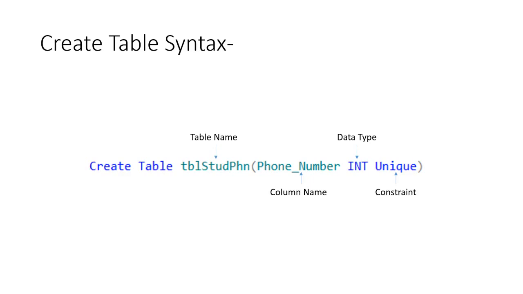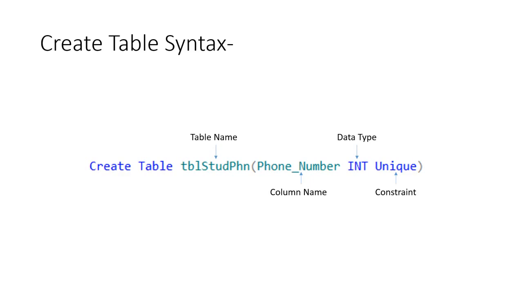Once you are done with the table name, you start with the parenthesis, and then you mention all the columns sequence-wise. For example, right now we are adding only one column to that table, student, and I'm using the column name phone number. Once you mention the column name, you have to mention what data type that column should contain.